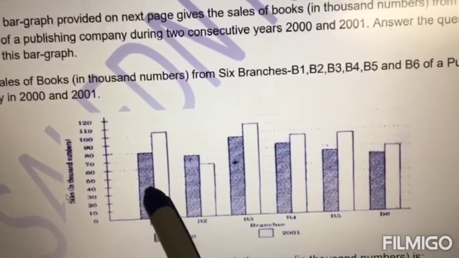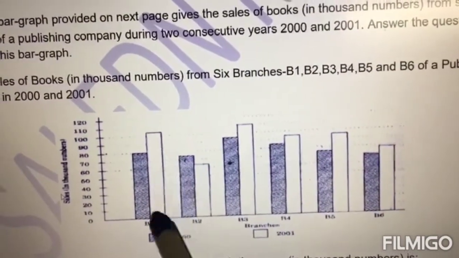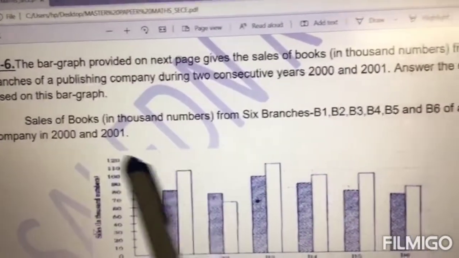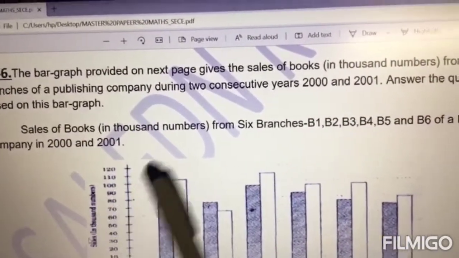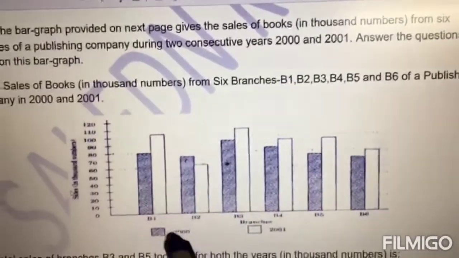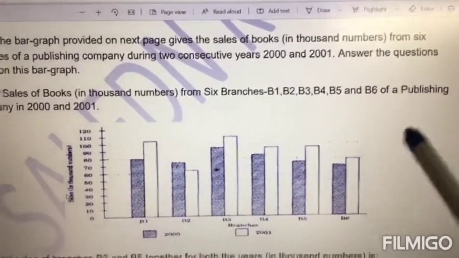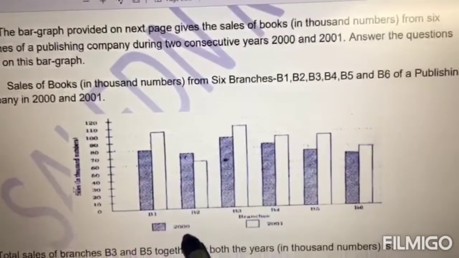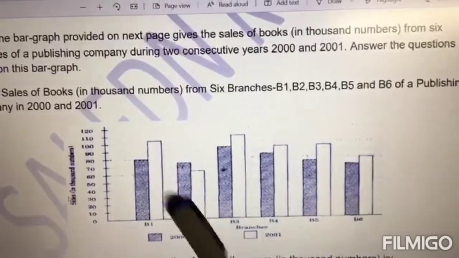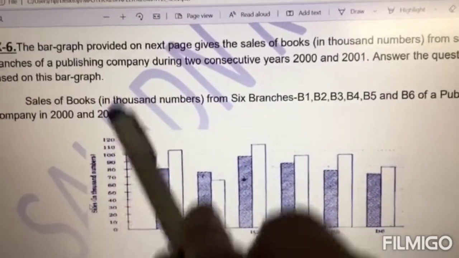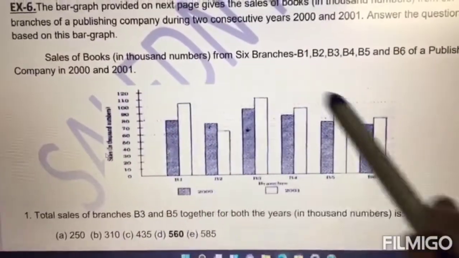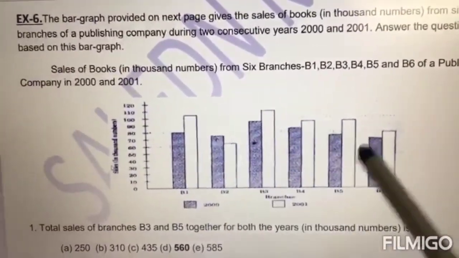The shaded area is the sales in 2000. The blank bar is 2001 sales. Sales of books in thousands of numbers from 6 branches B1, B2, B3, B4, B5 and B6, that is here on the x-axis, of a publishing company in 2000 and 2001. So this is the x-axis, and this is called the y-axis. The vertical axis is called y, the horizontal axis is called x, and this is called a bar graph because the bars are given. These are the bars.